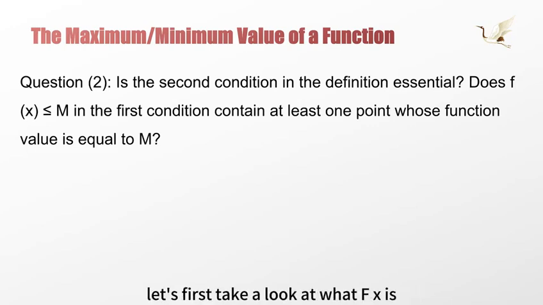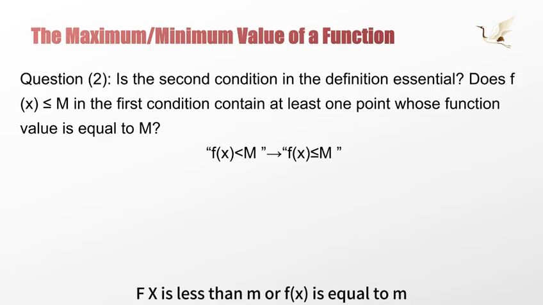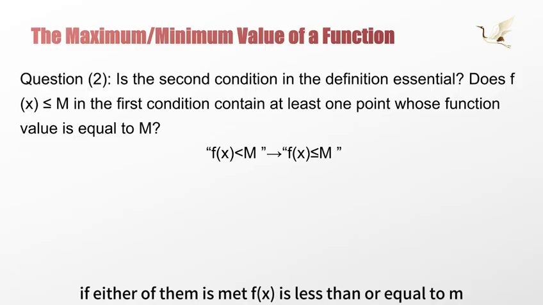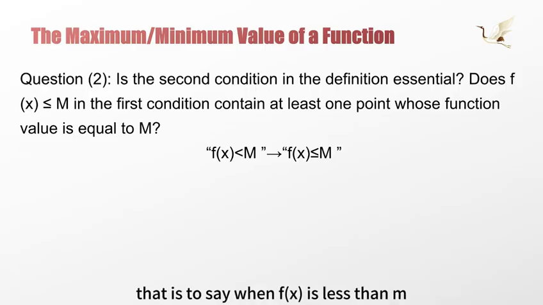Let's first take a look at what f(x) less than or equal to M means. f(x) is less than M, or f(x) is equal to M. If either of them is met, f(x) is less than or equal to M. That is to say, when f(x) is less than M, it meets the condition that f(x) is less than or equal to M. Let's give an example from daily life.